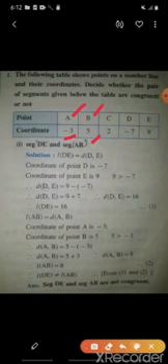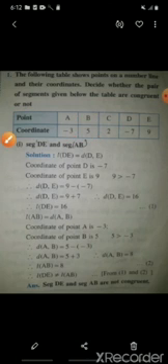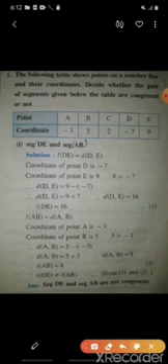Decide whether the pairs of segments given below are congruent or not. We have to decide whether they are congruent or not, with an example and solution. The segments are segment DE and segment AB. D is -7 and E is 9. A is -3 and B is 5.